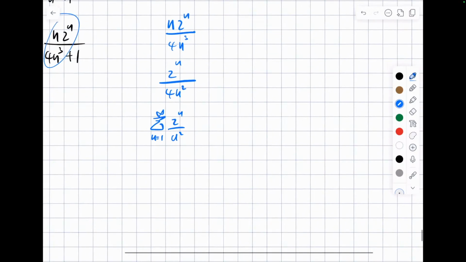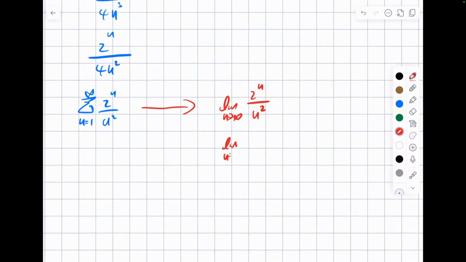So we use the first test, the divergence test: limit as n approaches infinity of 2 to the n over n squared. Immediately, with the intuitive approach, you should know 2 to the n is going way faster than n squared. But we have to establish a proof for it. How do we prove it? L'Hôpital's rule.